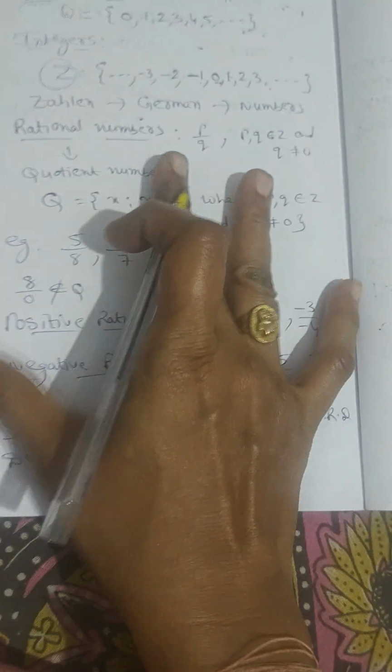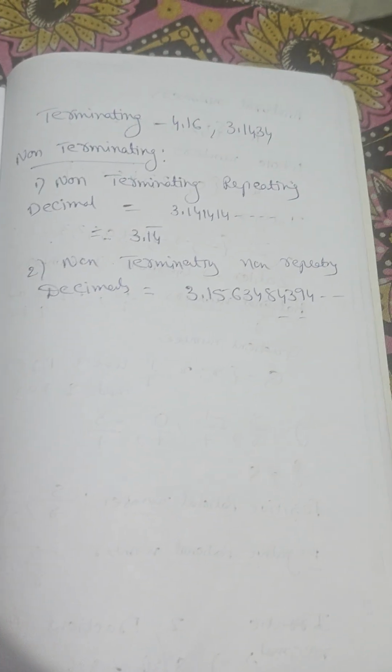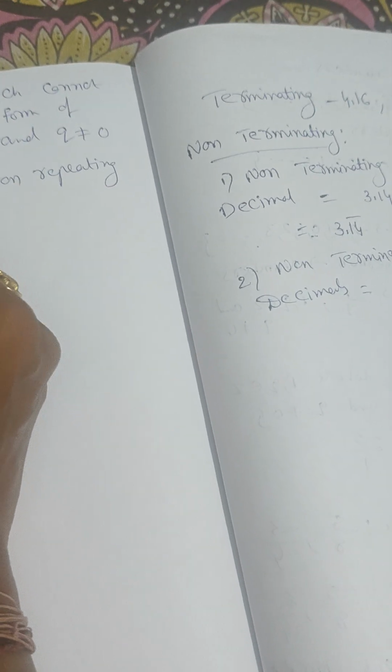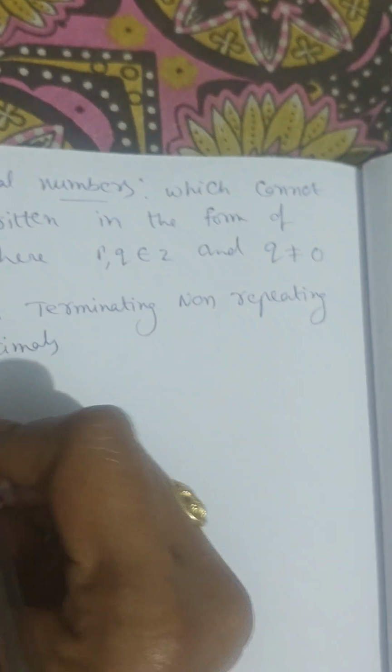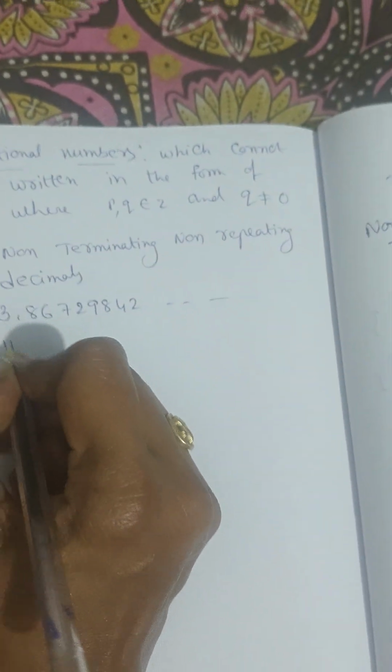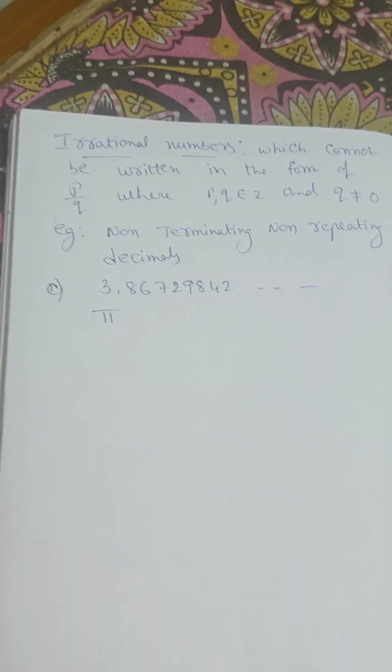Okay, children. Non-terminating, non-repeating decimals, we can't find the value in the form of P by Q. Can we find? Do we have any method? So, these come under irrational numbers. Can you give some examples of non-terminating, non-repeating decimals? Already I gave one example, 3.86729842 like that, so on. Pi. Pi is an example of irrational numbers.